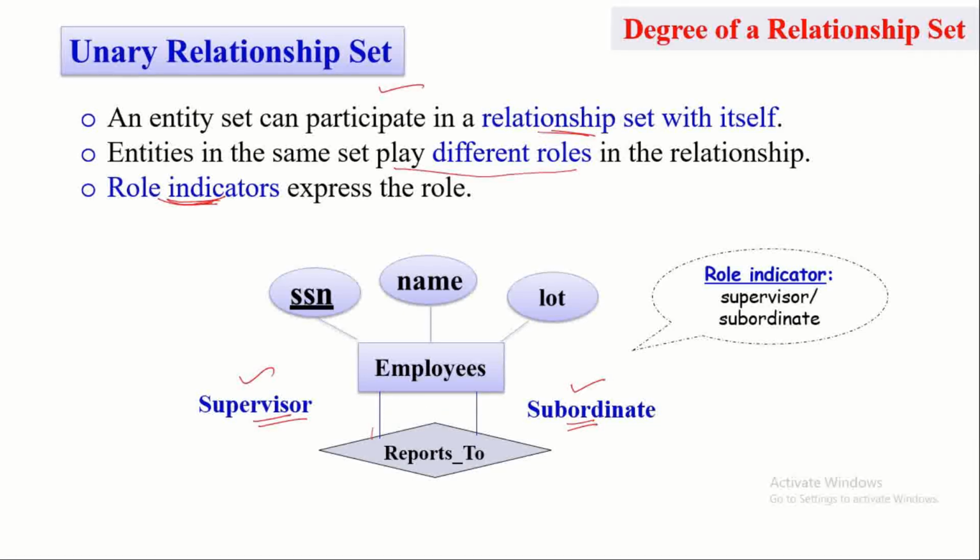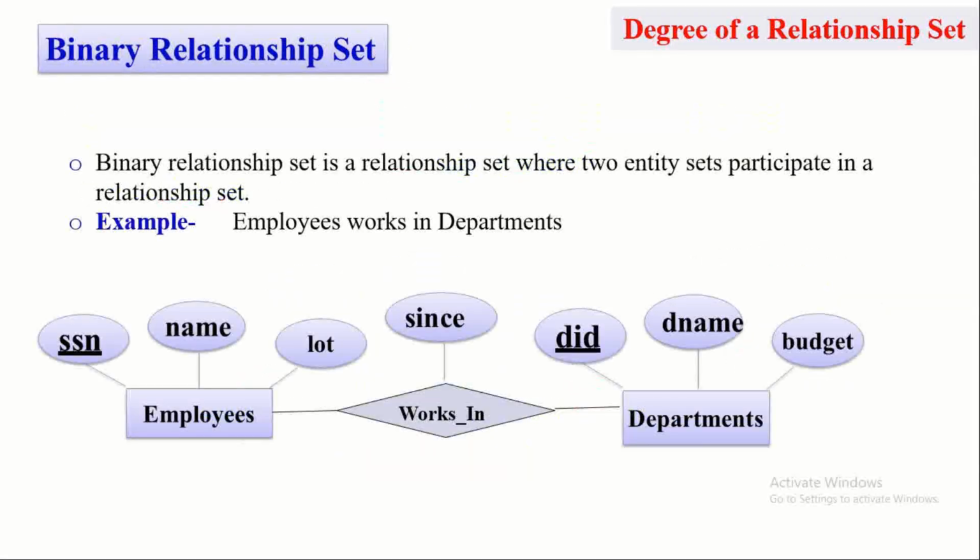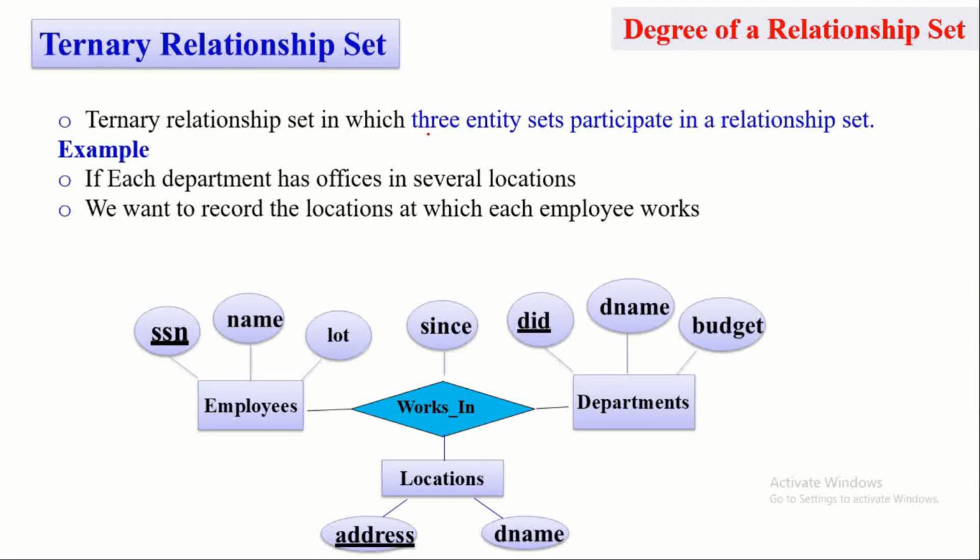Let's now discuss the binary relationship set. A binary relationship set is a relationship set where two entity sets participate. Here in this example, the works in relationship set associates two entity sets, the employee and department entity sets. Let us now discuss the ternary relationship set. A relationship set that relates three entity sets is known as a ternary relationship set.